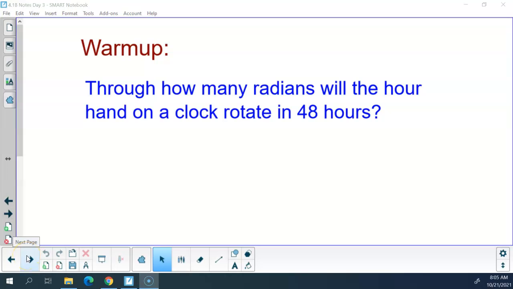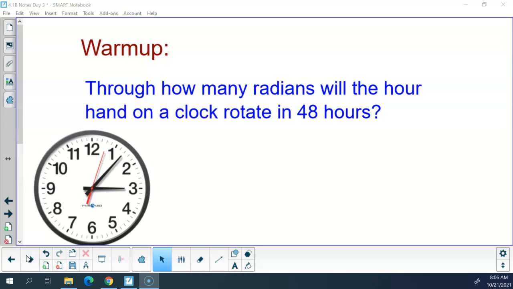We're talking about the hour hand on a clock, right? How many times does it go around in 48 hours? 4 times, right? So it makes 4 complete revolutions in 48 hours. No matter where you start, 48 hours later it's going to be back in the same spot. It makes 1 revolution every 12 hours.